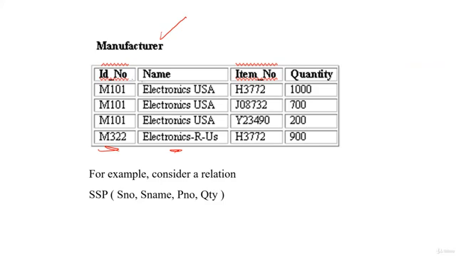So in this table, we have four columns. This is the data about a manufacturer. This is the data about a company which has some fixed ID number. This is the name of the company, and every company has a registered name. So this company M101 has a registered name, let's suppose Electronic USA, and this M32 has another name called Electronics RUS. So this name is unique, and these are the registered names of the companies.